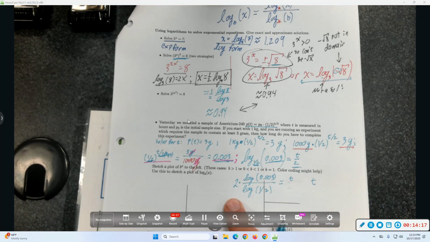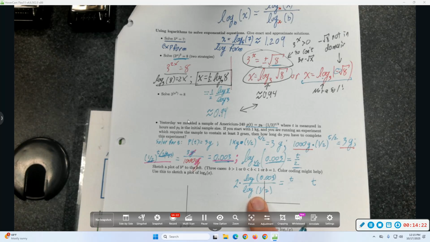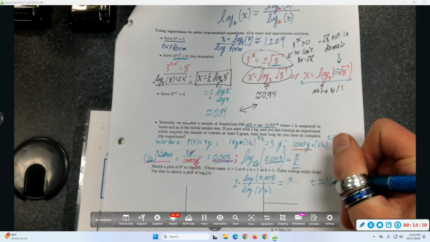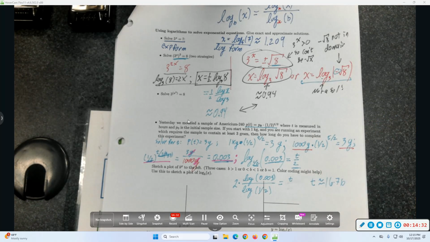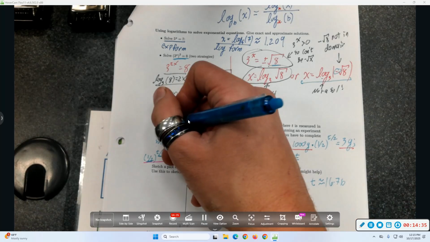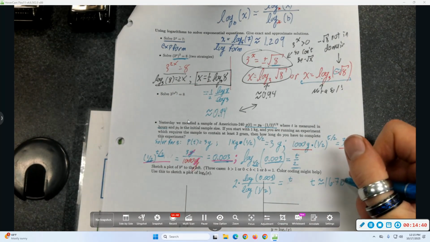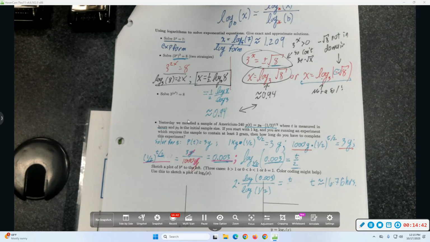I thought it was log 0.03 divided by log 1/2. Yeah, all that's great. And then multiply that by 2. Oh, yeah. So it's like 16.76. And t is measured in, oh no, t is measured in hours, not days. What am I doing? Cool. So you have about 16.76 hours, so 16 hours, 45 minutes-ish to complete this experiment.